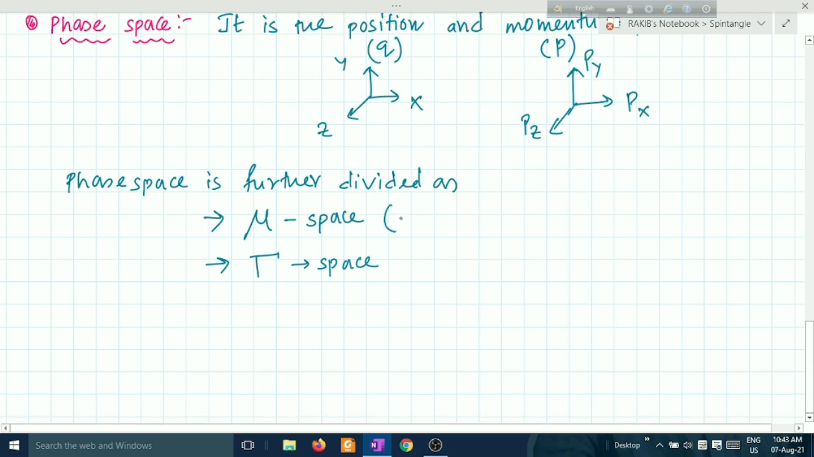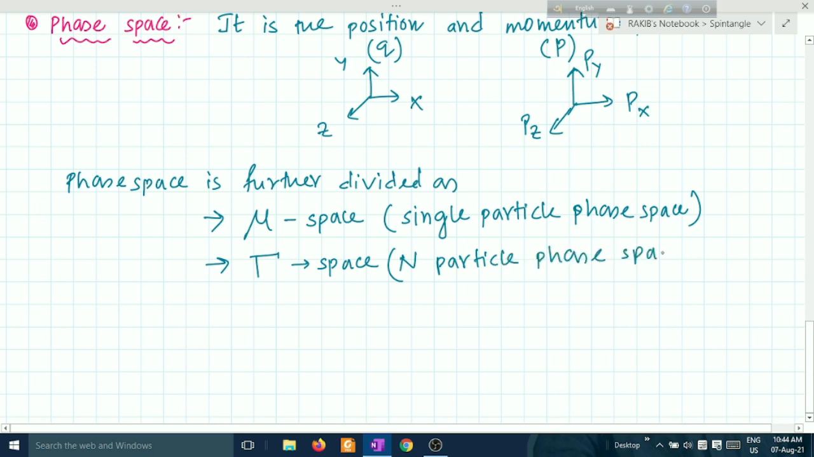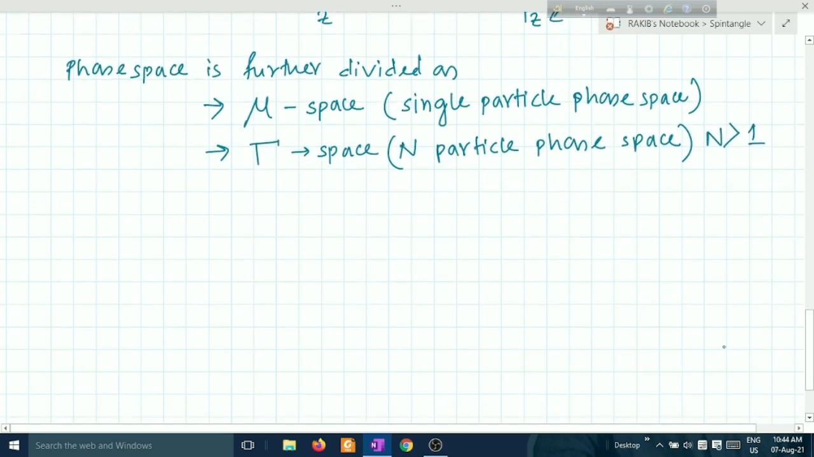What is mu space? This is single particle phase space. And what is gamma space? It is n particle phase space. N means greater than 1, not one particle. Or you can write gamma space as a collection of mu space.